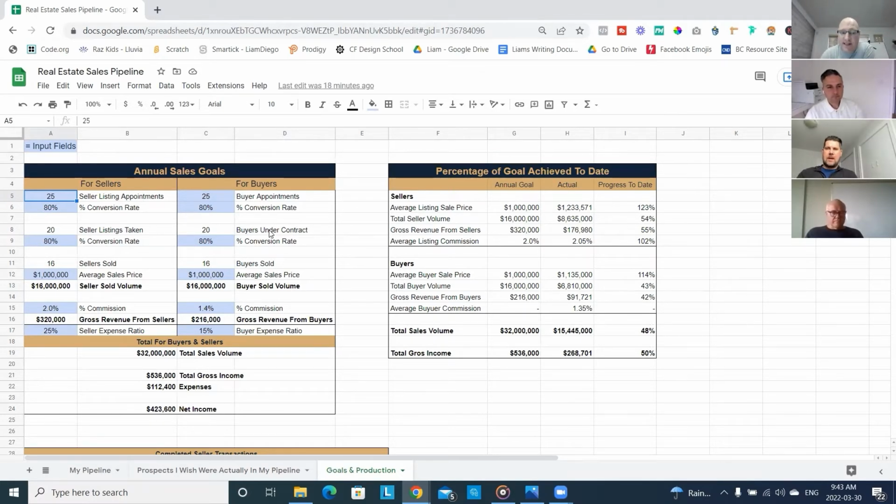Then it comes in after your appointments to your conversion rate. It's going to be the listings or the buyers you've taken, and then the conversion rate to an actual sale. That can depend on the market a bit, but it also can depend on how you're working with your clients, but you put in your conversion rate there. And that will lead you to the number of transactions. You enter your average sale price or what you would like your average sale price to be. Then that will calculate your seller sold volume or your buyer sold volume.